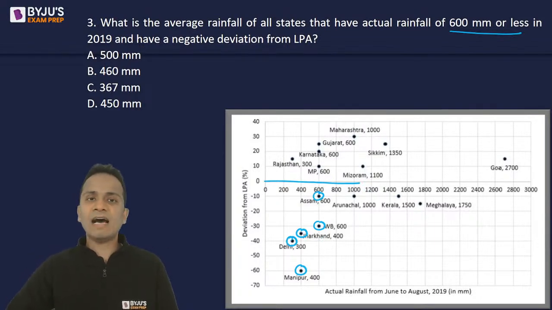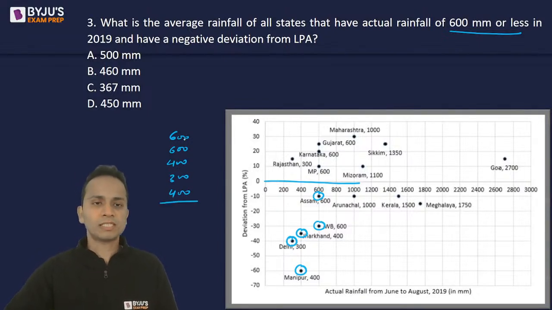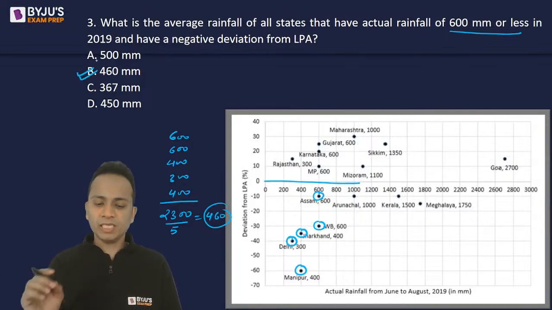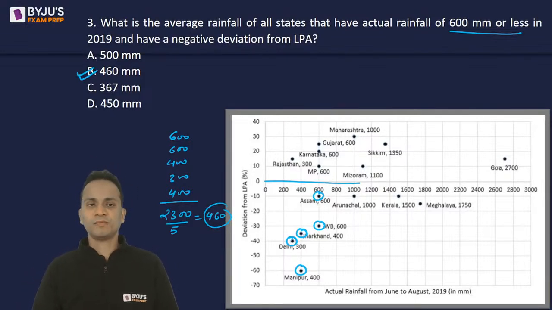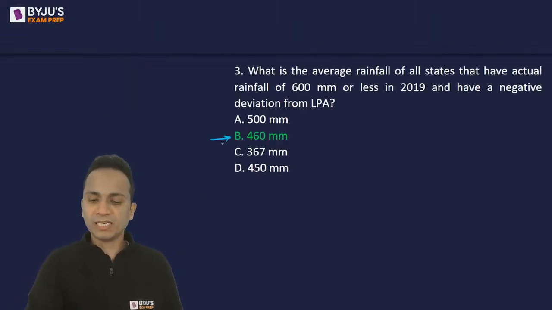So calculate the average rainfall for these states. I'll write the values: 600 Assam, 600 West Bengal, 400 Jharkhand, 300 Delhi, and 400 Manipur. The sum is 1200, 1600, 2000, 2300. 2300 is the sum. When divided by 5, it will be 460. So 460, option B, will be the correct answer of this question. All right. So that was the third question, option B, 460 being the correct answer.